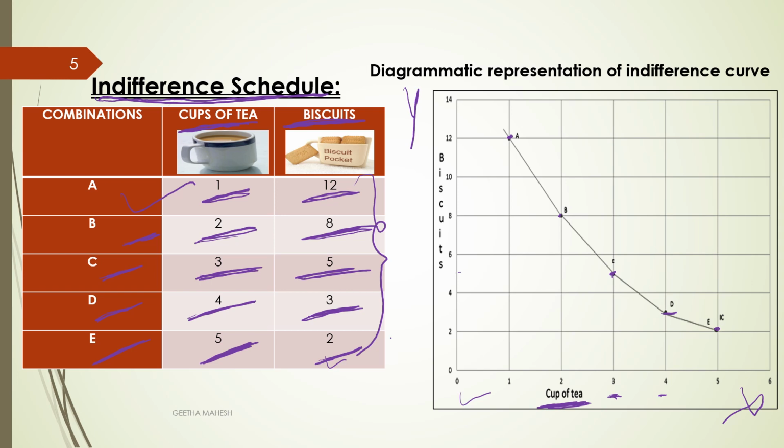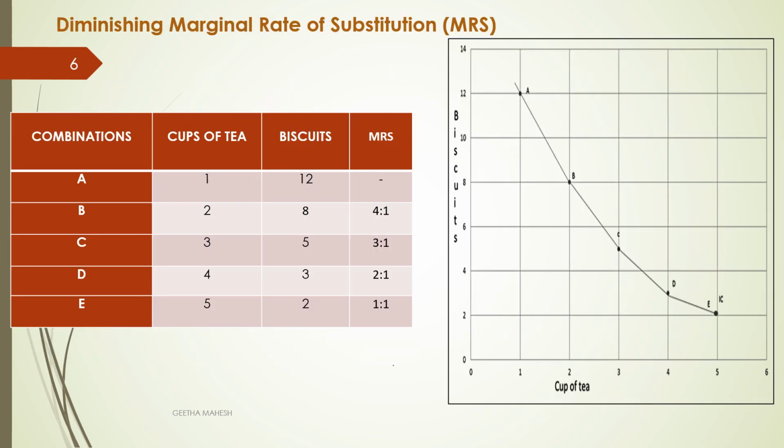The indifference curve, you can see, is convex to the origin, and it has a downward slope, or it is flowing from left to right downwards. Why is the indifference curve convex to the origin or has a downward slope? Let us understand with the help of diminishing marginal rate of substitution. Before we discuss that, let us understand what is marginal rate of substitution.